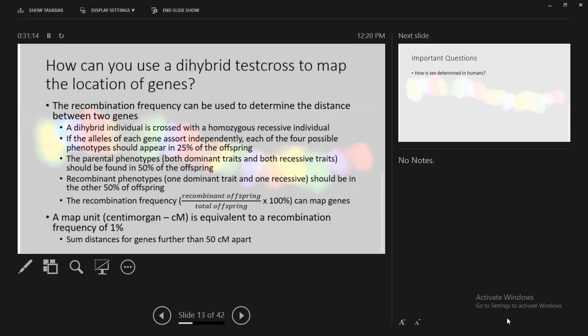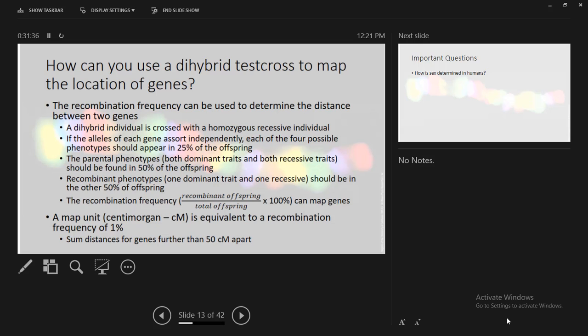Right? Our recombination frequency is 50%, and we're like, oh, cool, these are 50 map units apart. But that may not very well be the case, because even if they were 150 map units apart, what would your recombination frequency be? 50%. And it would come out to 50 centimorgans, right? And so now you have an issue.